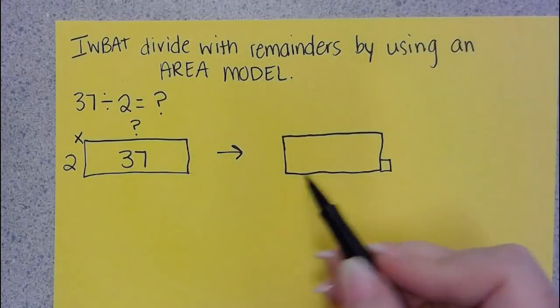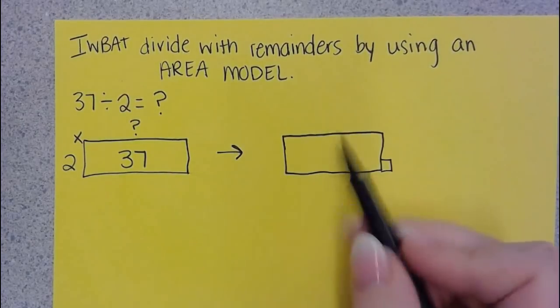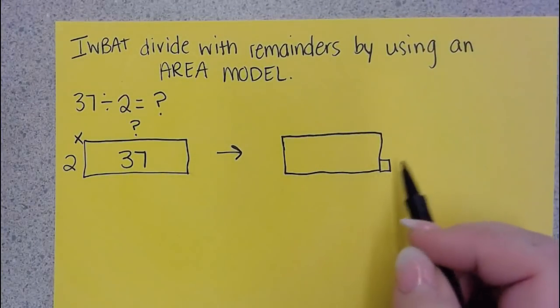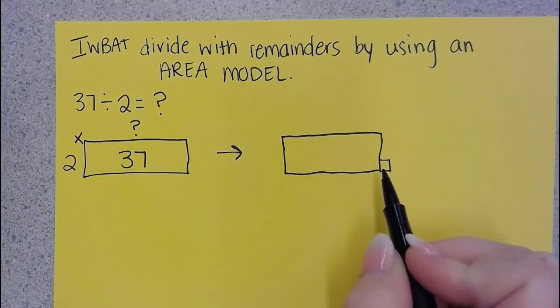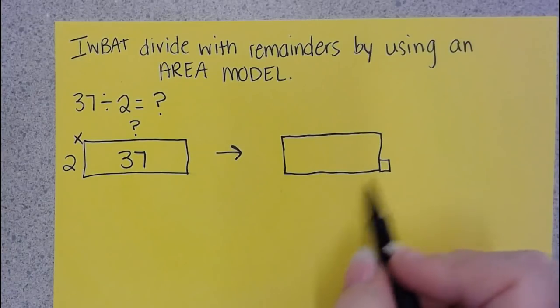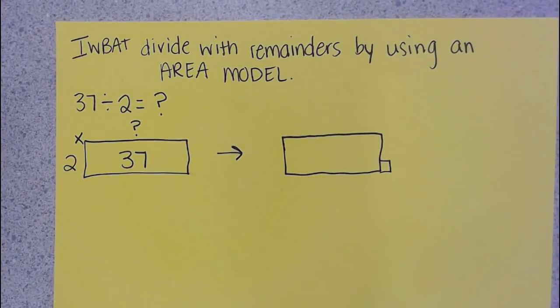And we talked about this a couple of weeks ago, and so this is where it's coming back. Okay, we talked about this a while ago. That little box right there, that's going to represent my remainder. I just have to decide how much is that remainder going to be. Is it going to be 1, 2, 3? What is that remainder going to be?